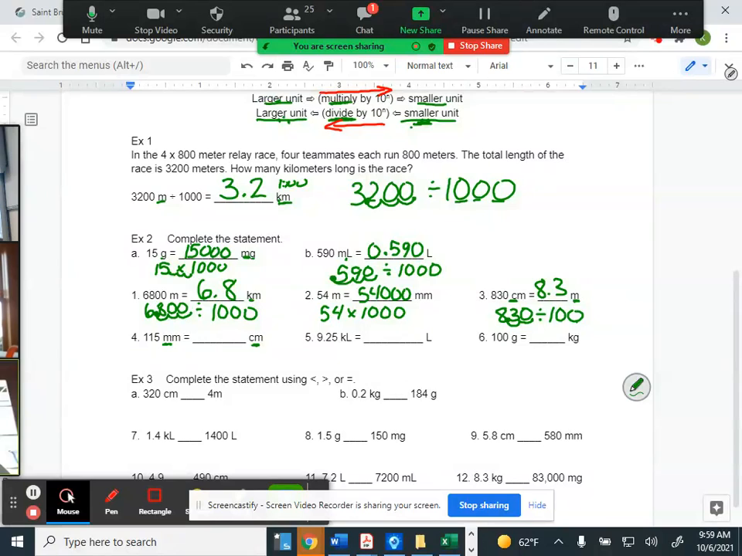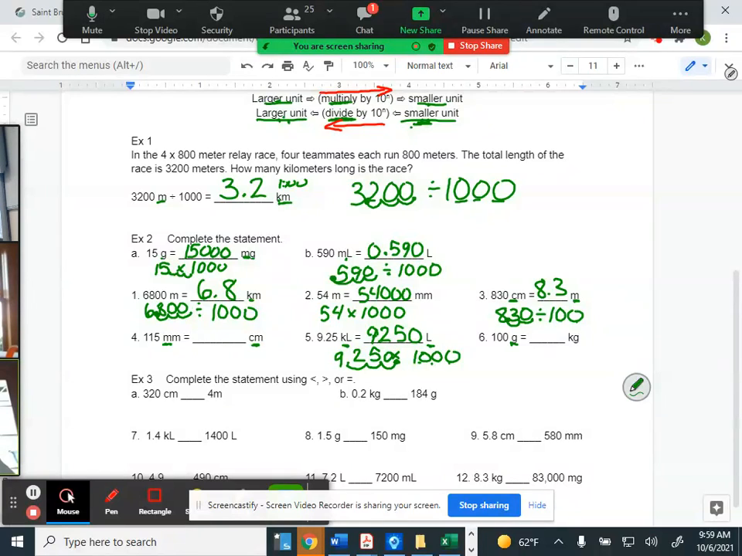Let's go from kiloliters to a liter. Kilo is large. We're going to the small liter, so we're gonna multiply. Kilo is 1,000. So we have 9.25 times 1,000. We're gonna move it over 1, 2, 3, because there are 3 zeros, so we have to fill in a 0 in that empty space. So it's 9,250.